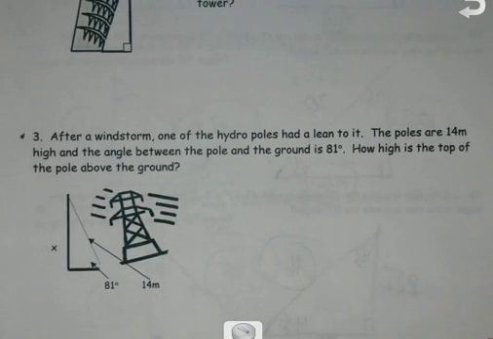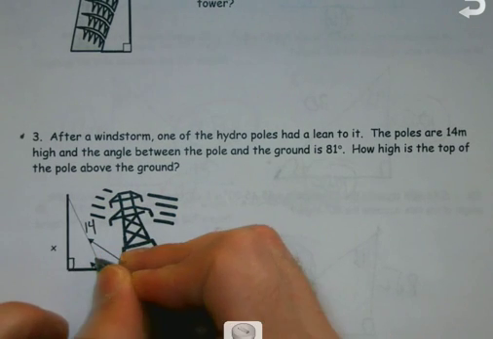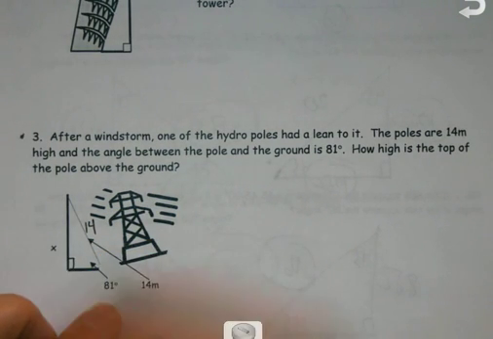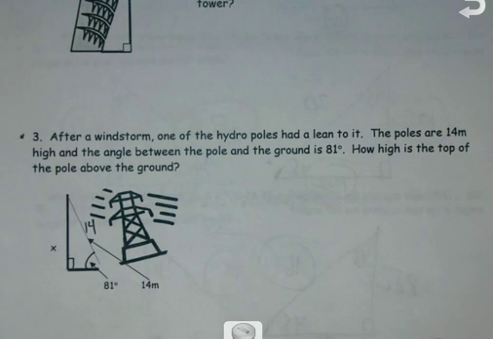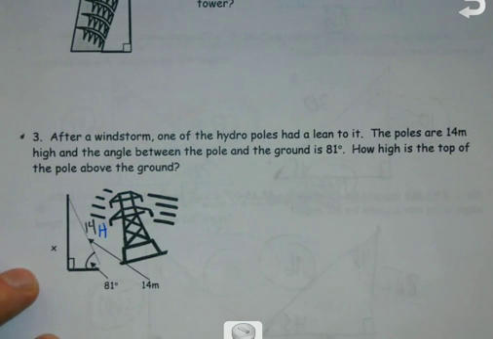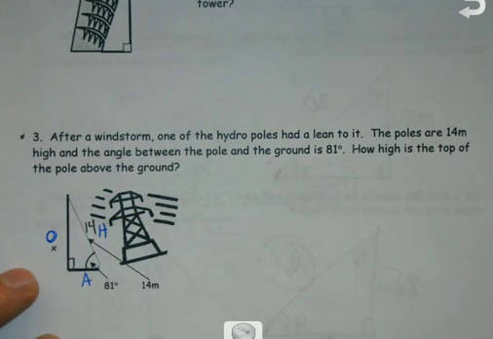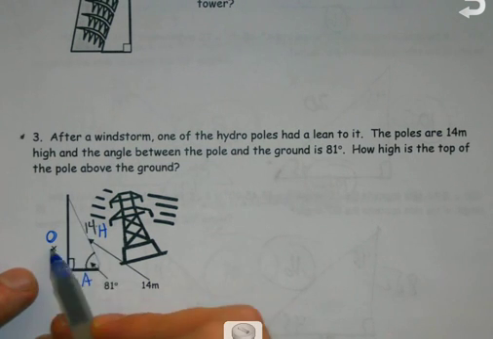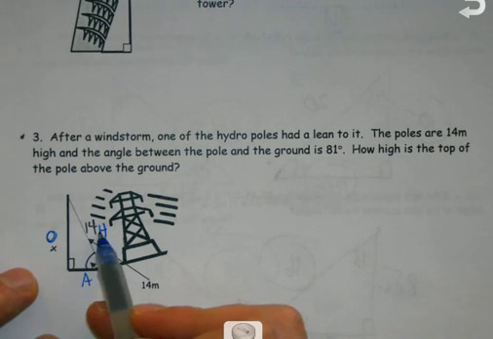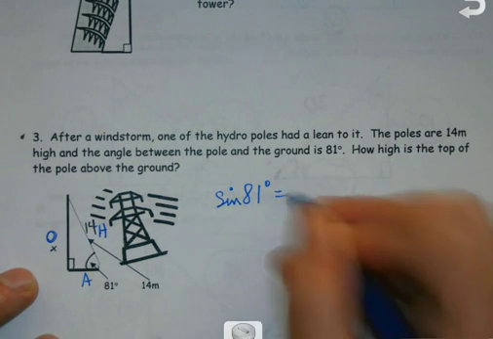Okay, after a windstorm, one of the hydro poles has a lean to it. The pole is 14 meters high. So again, the 14 is just labeling this. And the angle between the pole and the ground is 81. How high is the top of the pole above the ground? Again, label your sides. Opposite the right angle is my hypotenuse. Opposite my angle is my opposite and leaves me my adjacent. So what values do I have? I have opposite and hypotenuse, which is sine, but I have the angle this time.